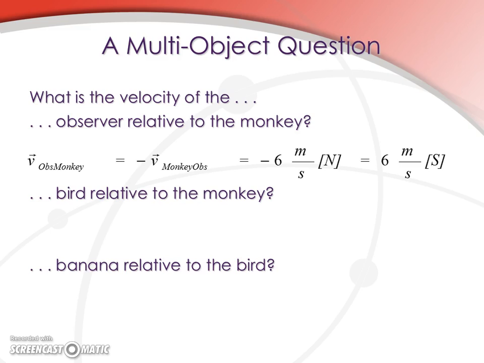So we already understood the concept of reversing the sign in order to find the relative velocity. Remember, we were given the velocity of the observer with respect to the monkey. To get the monkey with respect to the observer, we reverse the sign. And we get that the monkey, from Selma's point of view, is moving 6 meters per second south.